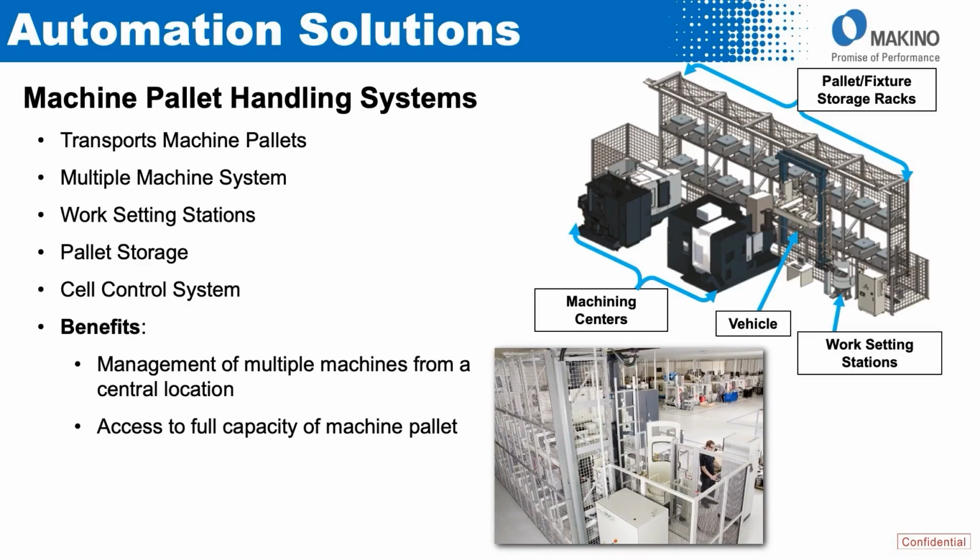The first benefit of this style, obviously, is that you're able to manage multiple machines from a central location. At the work setting station, you've got one operator servicing those fixtures across multiple machining centers within that system. But you also get the full capacity of the pallet. What I mean by that is you can have any type of fixture on top of that pallet. You can have a tombstone loaded on all four sides, a single part setup, or multiple types of vises on that particular tombstone. So you've got a lot of flexibility when it comes to handling that machining center pallet.